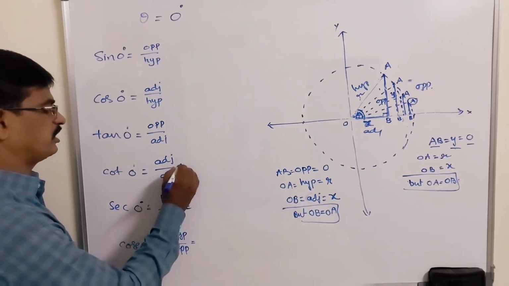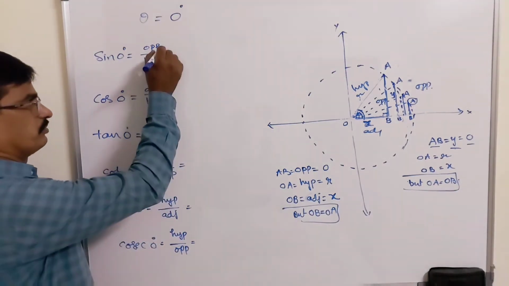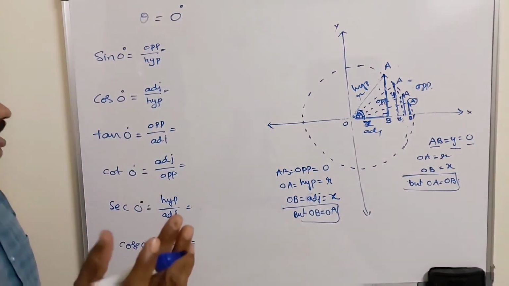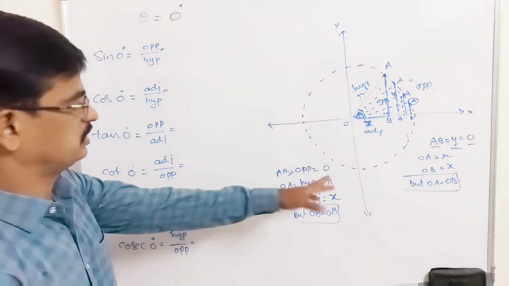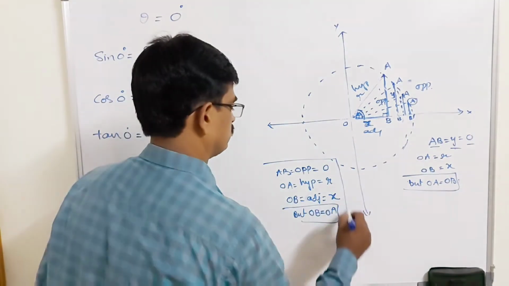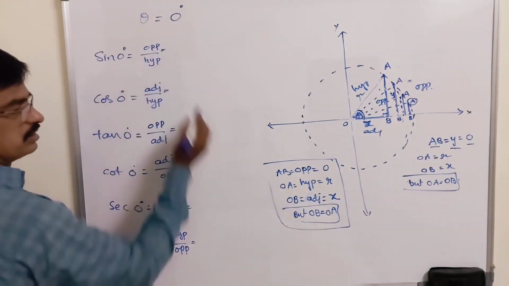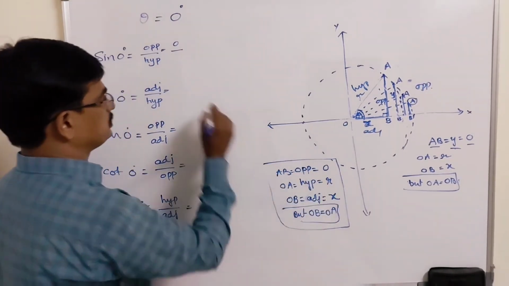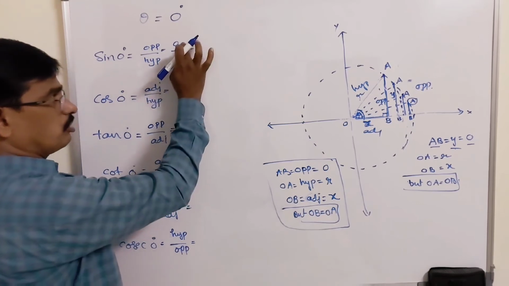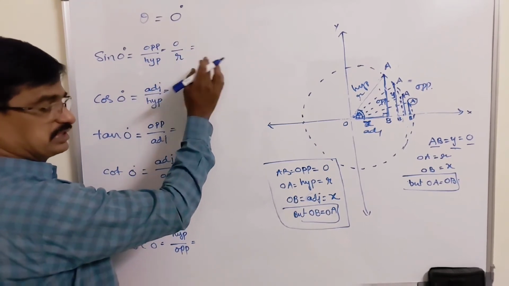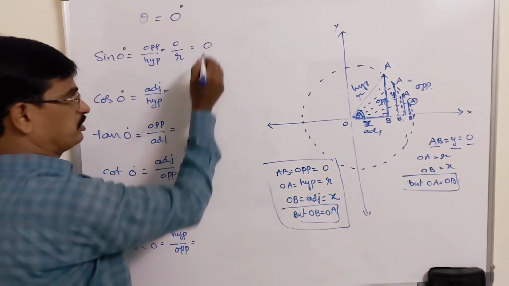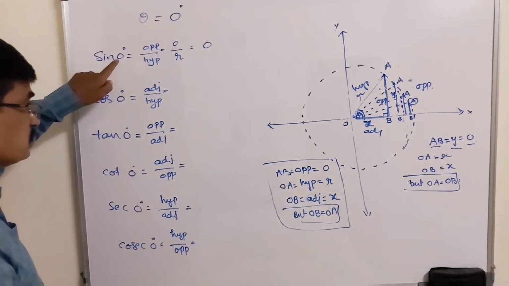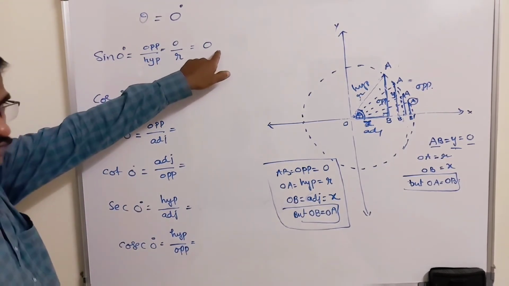Now you just replace the values of opposite side, hypotenuse and adjacent side. Here we have already written. You just replace these values here. So opposite value is 0 by hypotenuse is R. So 0 by division, is it defined? Defined. Yes, its value is 0. That is sine 0 degrees is equal to 0.